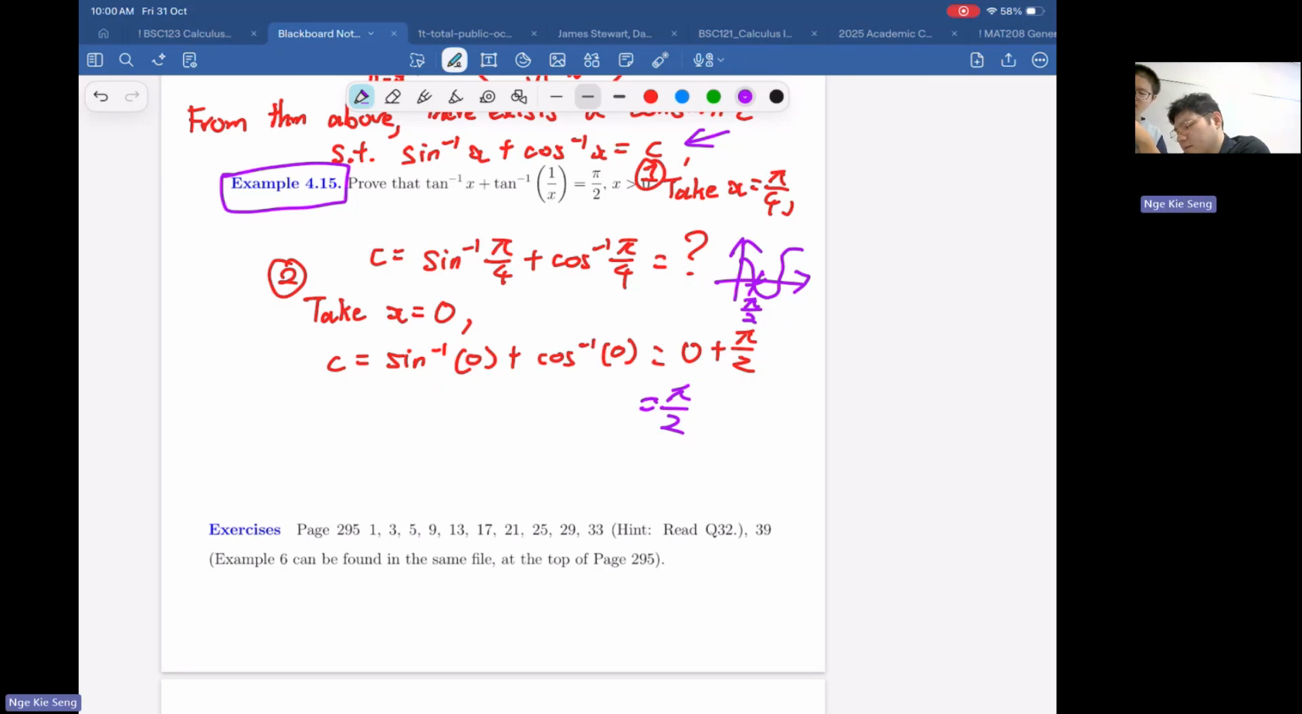Okay, and then there's only one solution. One is here, and another one is here. I think those you need to prove then. If you can prove those things, then that's fine.